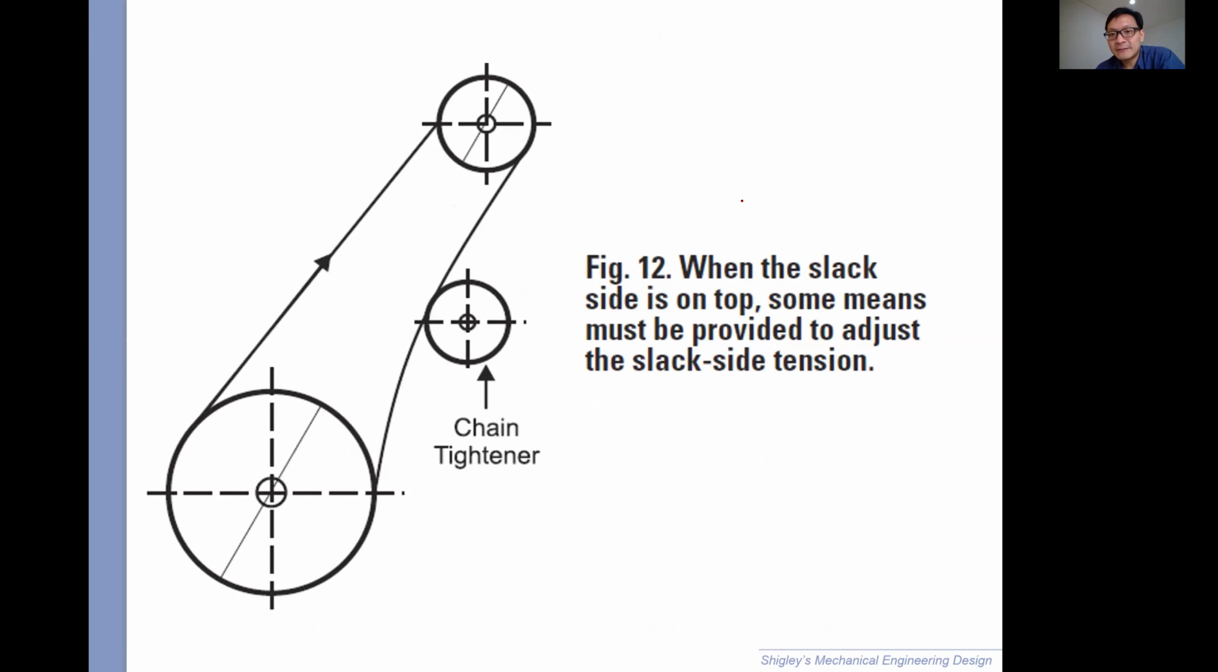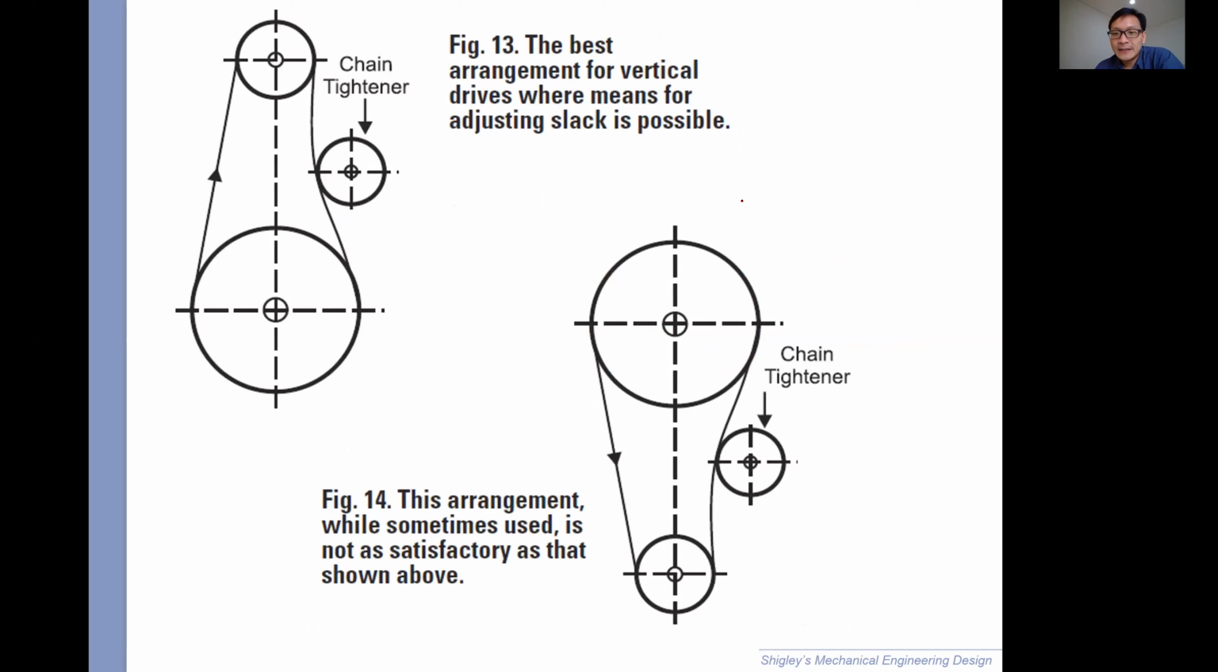You can put a tightener, especially if it's on the top. Okay, yeah, this is good. This is the best arrangement. This is not as good, okay? This is not as desirable. Kenapa? Karena chain-nya ini kan cenderung bisa jatuh ya, dia ngondoi gitu kan.